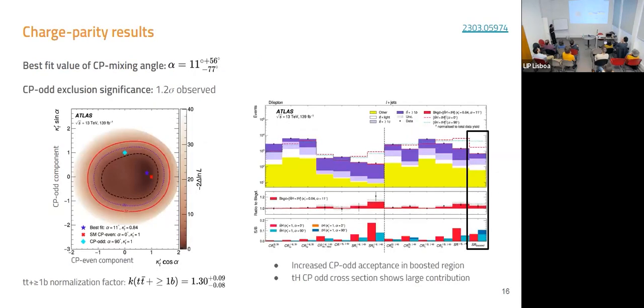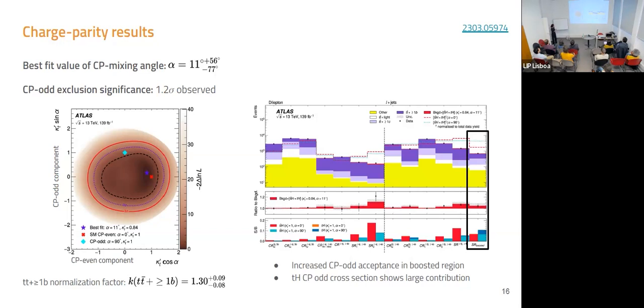In the CP analysis, the main result that we get is the value of the CP mixing angle alpha. It is measured to be 11 degrees with a very large uncertainty, and therefore it is still very much compatible with the standard model. And we calculate what we call the CP odd exclusion significance, that is 1.2 sigma. So once again here, you see that we cannot say that we have evidence to exclude CP odd production, but it is disfavored with this level of significance.